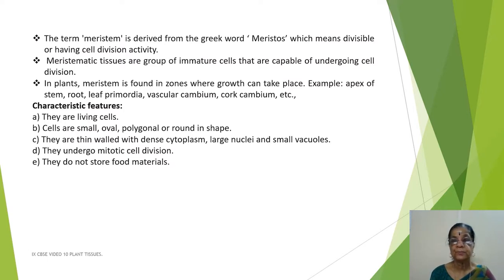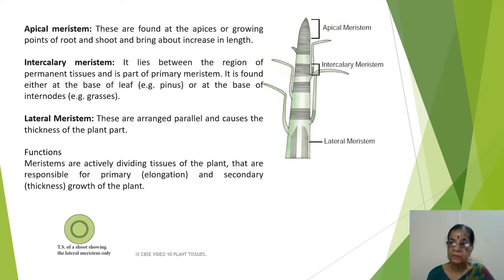I hope you follow. Go through the characteristic features of meristematic cells. I already told you once. Now, the second time I am saying, you can learn it by heart. What are they? Living cells, small, oval or round in shape, thin wall with dense cytoplasm, large nucleus and small vacuole, mitotic cell division, and they do not store food materials. Okay?